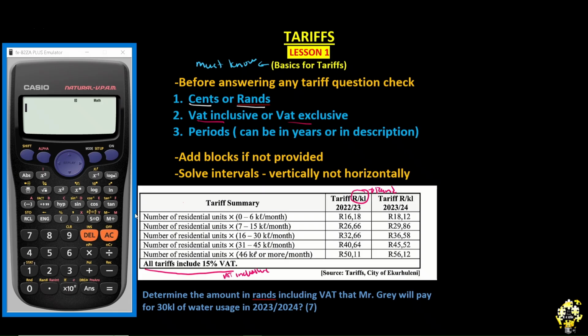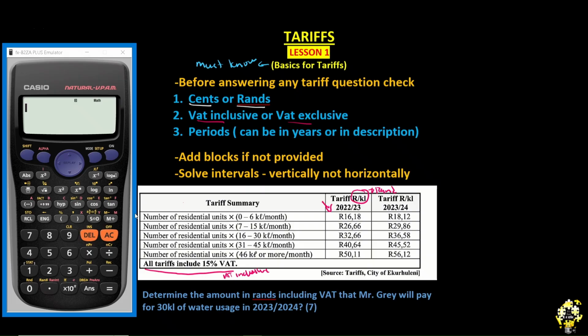Number 3, the periods. It's either they can be in years or they can be in description. These ones, they are in years. The periods, it's 2022 to 2023, 2023 to 2024. They can be in description, such as commercial. These are commercial rates and these are residential rates. That's what I mean when I say they can mean description. Or these are tariffs when there was water shortages. These are tariffs when there was no water shortages.